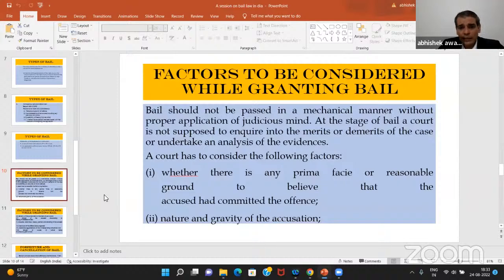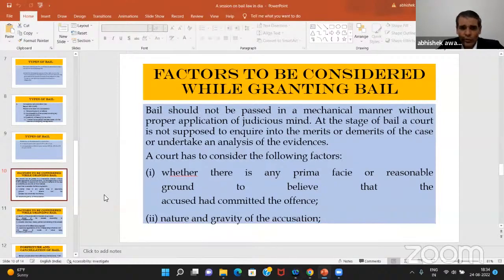The court granting or not granting bail, entertaining the application, may or may not be the trial court. So that is what the provision is.